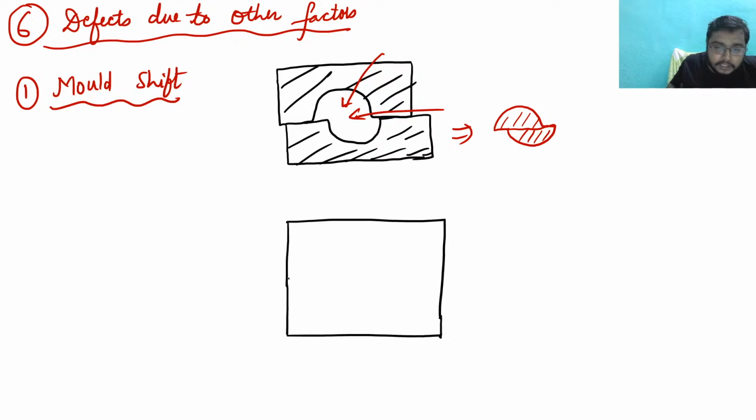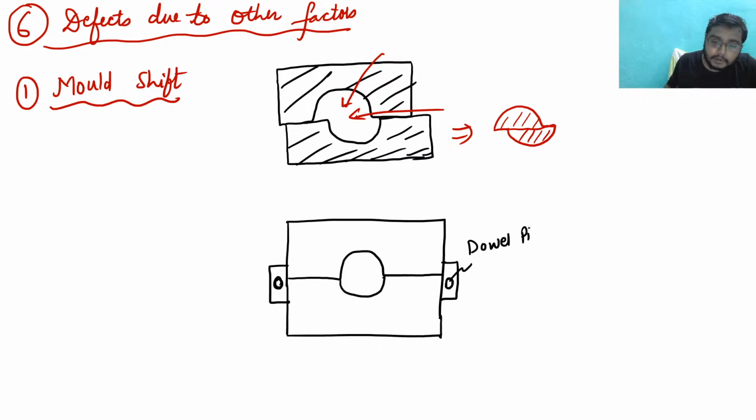Suppose that this is the cavity. Now you will use the clamps to fix this arrangement, and there is a dowel pin. This pin is known as dowel pin. So you will use the dowel pin to clamp this thing. So what is this dowel pin? Dowel pins look like this.